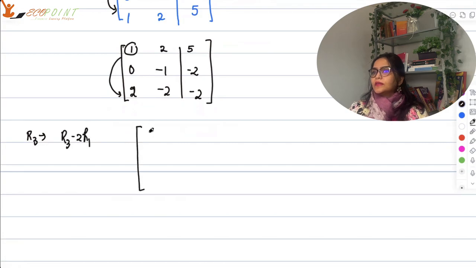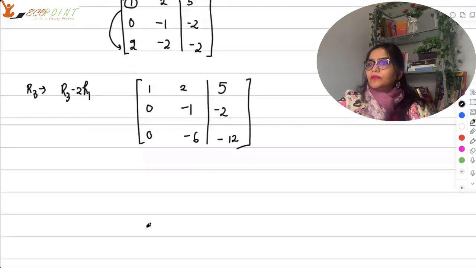And that gives us 1, 2, 5, 0, -1, -2 as it is. And here you get a 0. Here you get -2 minus 4, which gives you -6. And -2 minus 10 gives you -12.